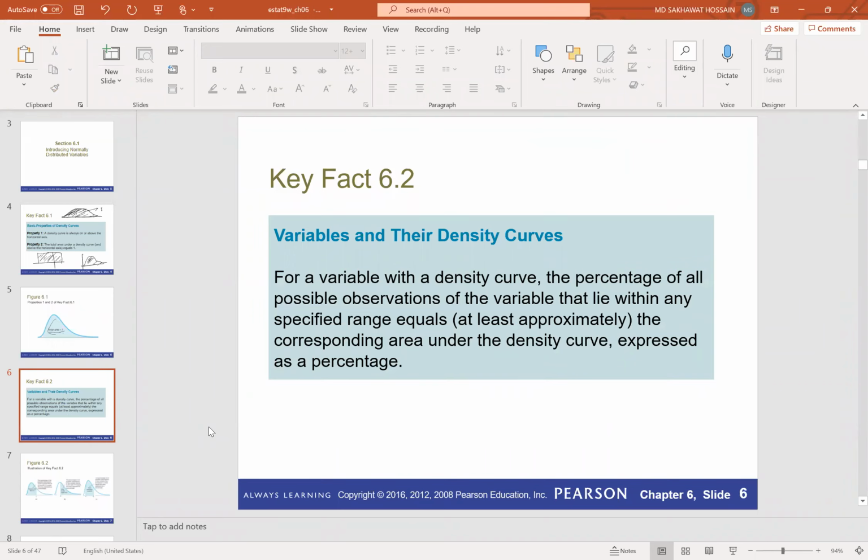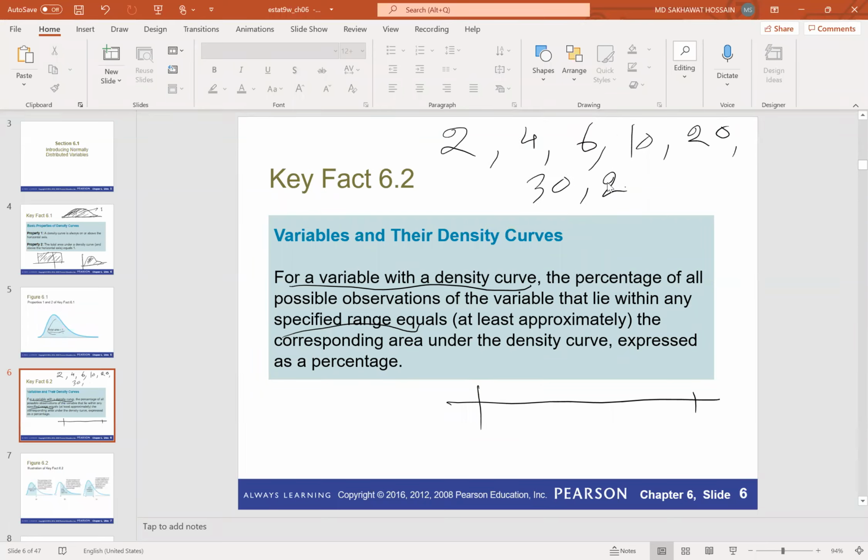Okay, so variables and their density curve. If a variable has a density curve, the percentage of all possible observations of the variable that lie within any specified range. So for example, if we consider the observations 2, 4, 6, 10, 20, or maybe 30, 25, 60, 70.